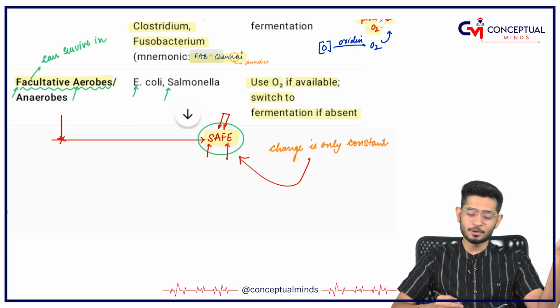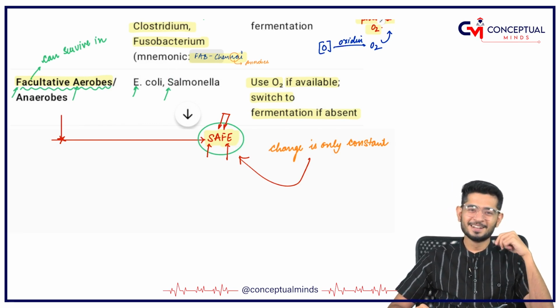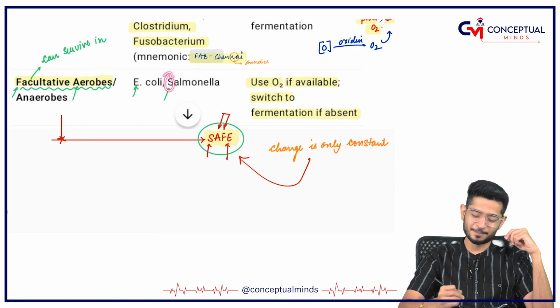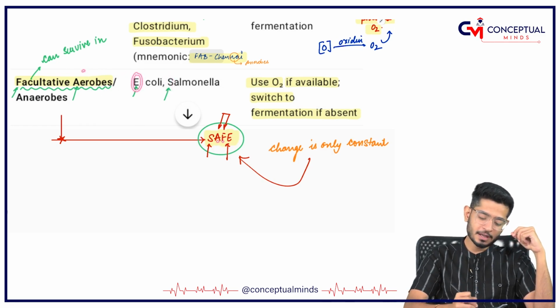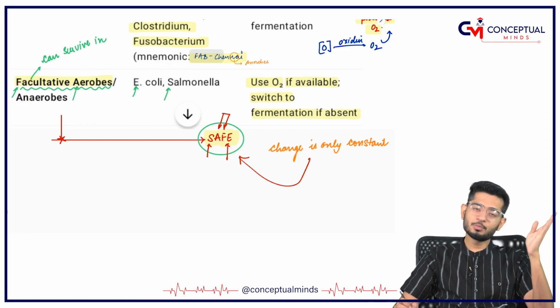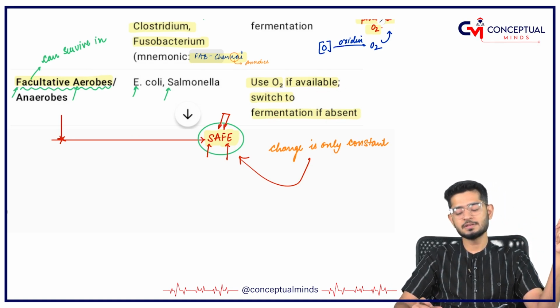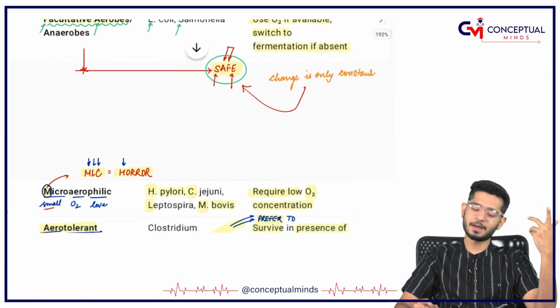And SAFE is my mnemonic. S for Salmonella. I'm not wearing the blue bracelet, but S for Salmonella. E for E. coli. A and F for aerobes or anaerobes, but facultative. Okay. So how do they work? They use oxygen if available, but if not, then they switch to fermentation if oxygen is absent. Okay, this is facultative.